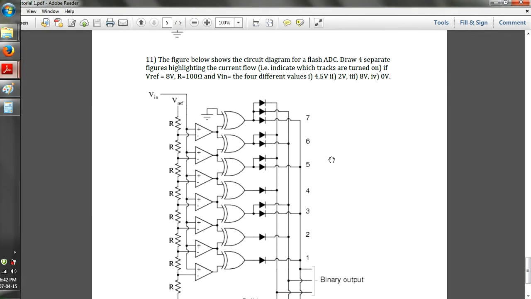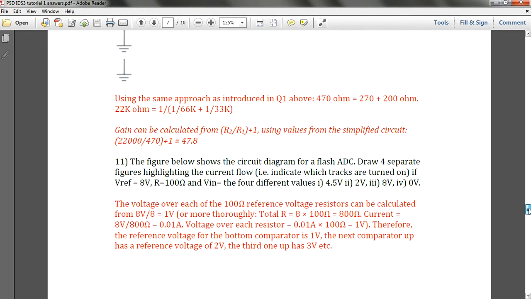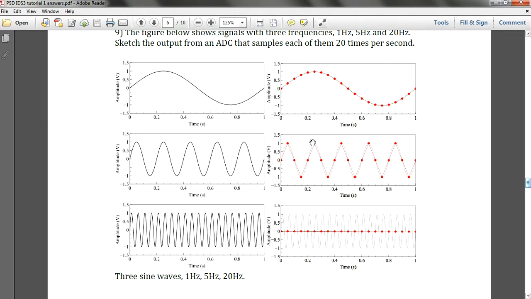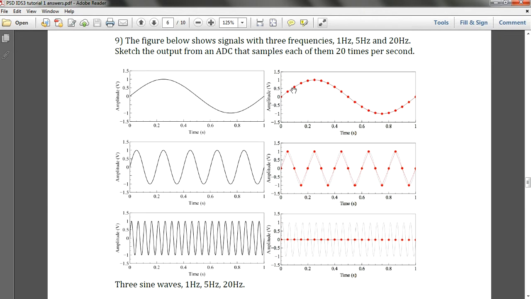In this case, this is actually from tutorial 1. You can see 3 frequencies: 1, 5 and 20 Hz. This is 1 Hz, this is 5 Hz, this is 20 Hz. If it's 1 Hz and you sample at 20 times per second, meaning a 20 Hz sample rate, you have a very nice curve, same output, because it is more than 2 times the input frequency. It is like 20 times, so you can take 20 points to measure.